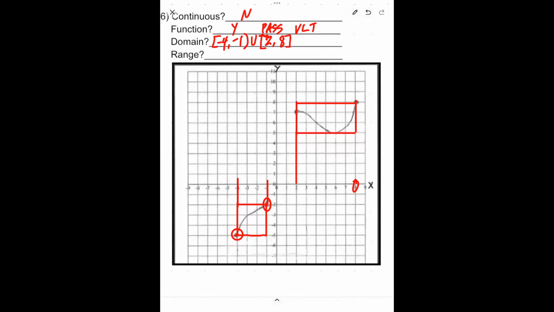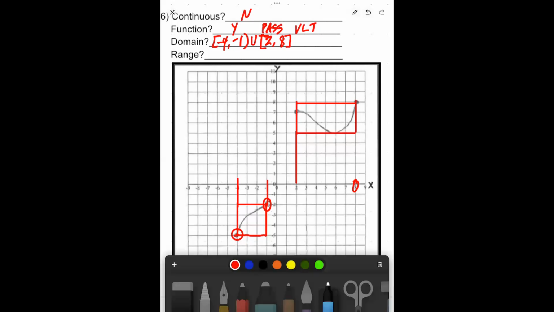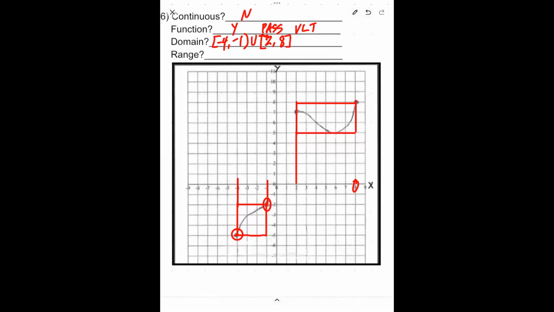All right. Now, we're going to do almost the same thing with the range. So the range starts at -4 and it goes to -2. So it's going to be -4 up to -2, and it's going to be bracket, parentheses. And then I'm going to jump up here and look at this. It's going to go from 5 up to 8.